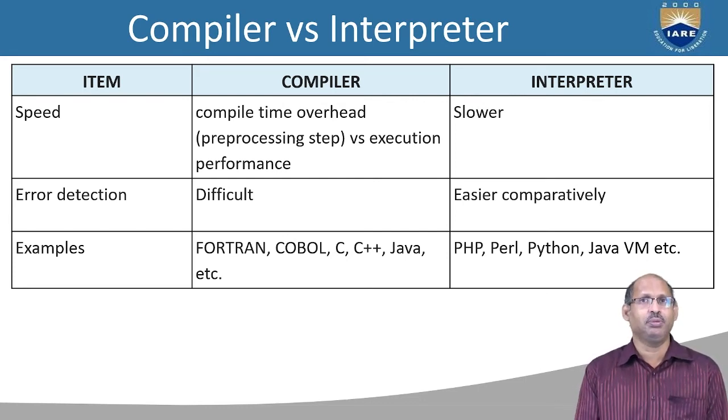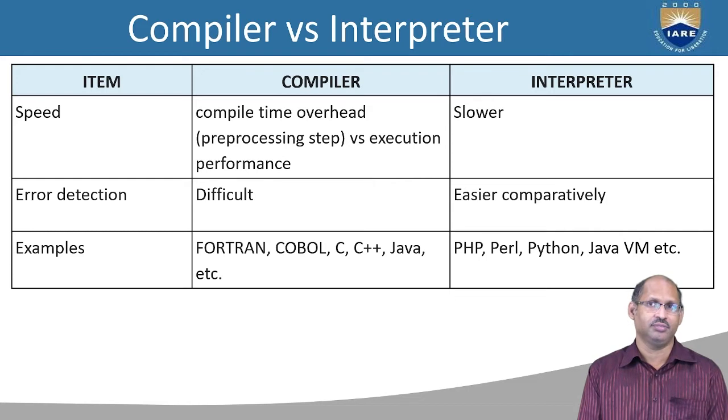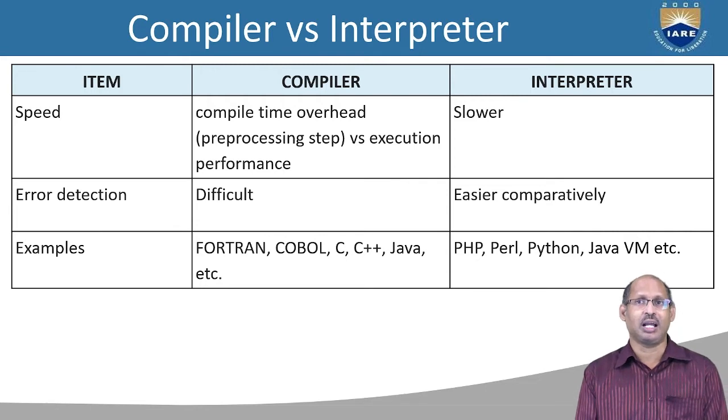So the examples for compilers are Fortran, COBOL, C, C++, Java and others. For interpreters: PHP, Perl, Python, Java and others. So these are the different example languages which use compilers and interpreters.